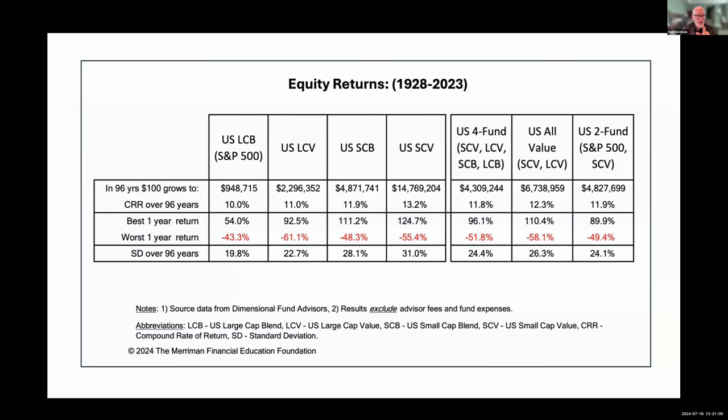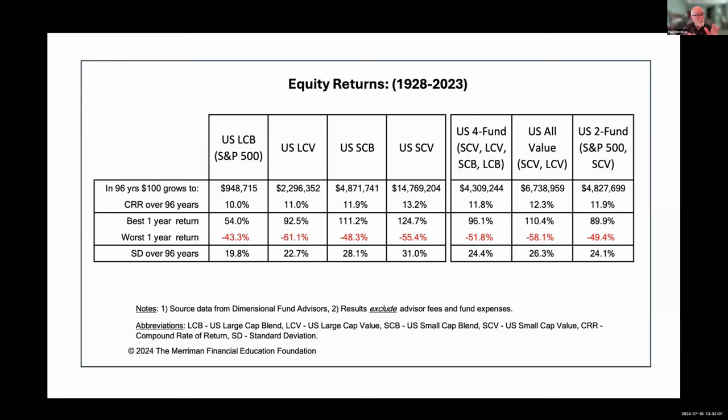$950,000. But the other equity asset classes that are very different than the S&P 500 in terms of how high they go, how low they go, and when they go, that particular equity asset class compounded at 11% and created a $2.3 million value at the end of this 96 years. And then with small cap blend, it was an 11.9% compound rate of return. That turned that $100 into about $4.9 million. And finally, what we call the gold ring of equity asset classes, small cap value, compounded at 13.2, turning that $100 into about $14.8 million.